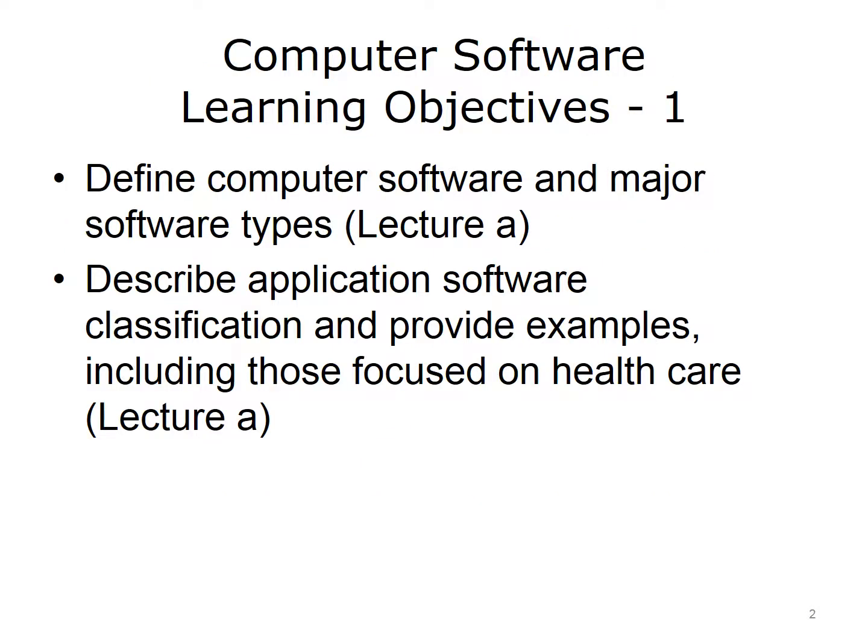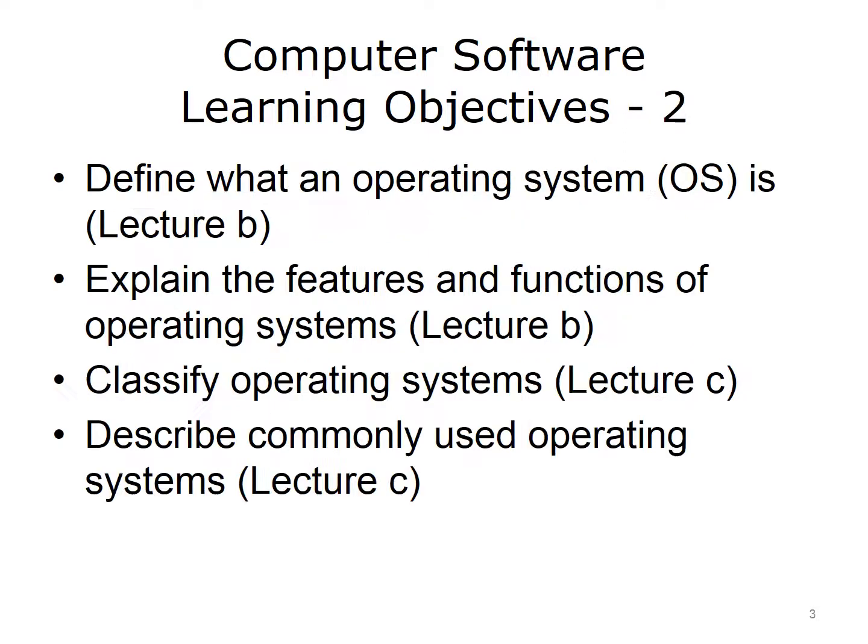The learning objectives for this unit, Computer Software, are to define computer software and major software types. Describe application software classification and provide examples, including those focused on healthcare. Define what an operating system is. Explain the features and functions of operating systems. Classify operating systems. Describe commonly used operating systems.